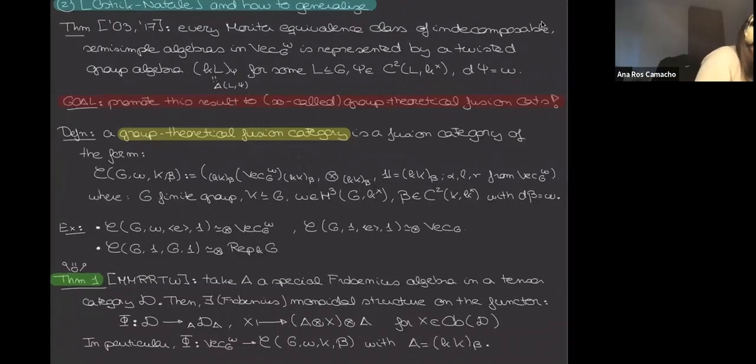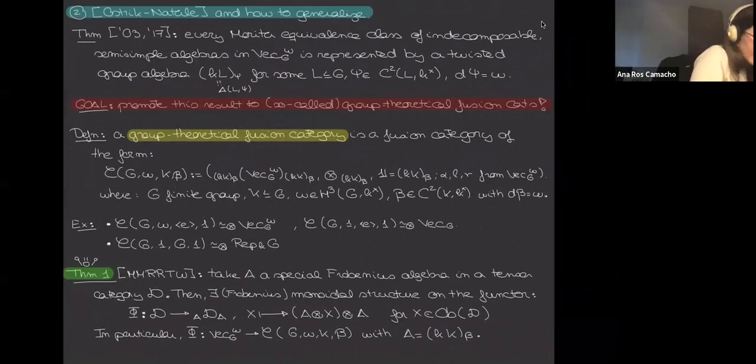It states that every Morita equivalence class of indecomposable semi-simple algebras in Vec G omega, my pointed fusion category, is represented by a twisted group algebra. So remember this group algebra where the multiplication was tweaked with this 2-cochain. And here, L again is a subgroup of G, with a 2-cochain which is constrained to satisfy this condition with the 3-cocycle. And our goal is to promote this result to the case of group theoretical fusion categories.